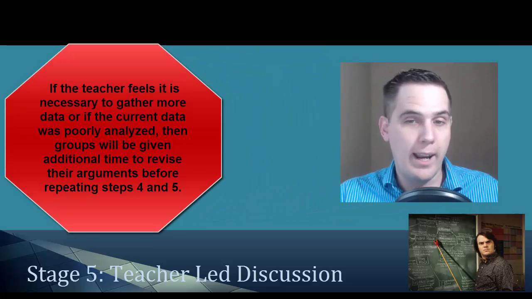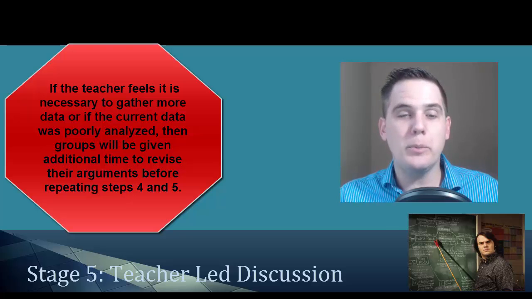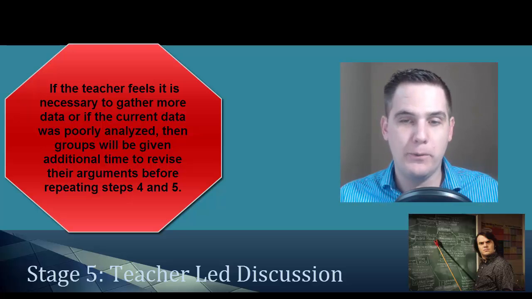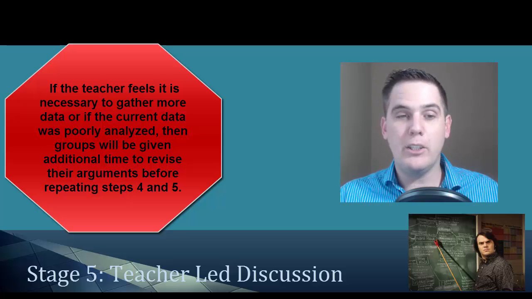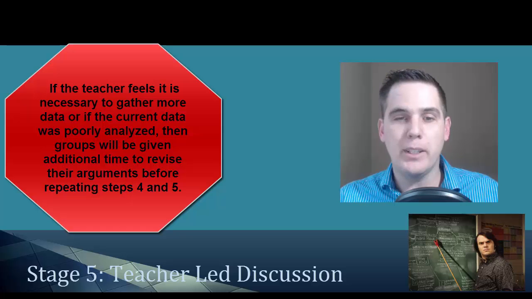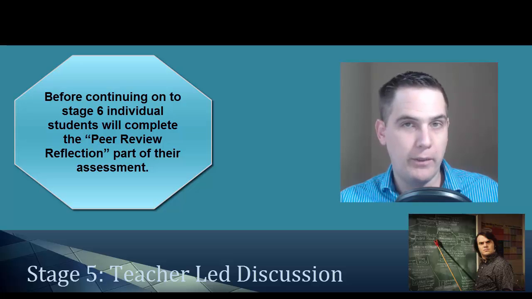Stage 5 happens after everyone has already presented their arguments, their evidence, and their justification of evidence, and the teacher then leads a classroom discussion reviewing everyone's data, facts, and arguments. If the teacher feels it is necessary to gather more data, or if the teacher feels that the current data was poorly analyzed, as in low quality of effort here, then groups will be given additional time to revise their arguments before repeating stage 4 and going on to stage 5. Before continuing on to stage 6, individuals must complete a peer review reflection of the assignment.